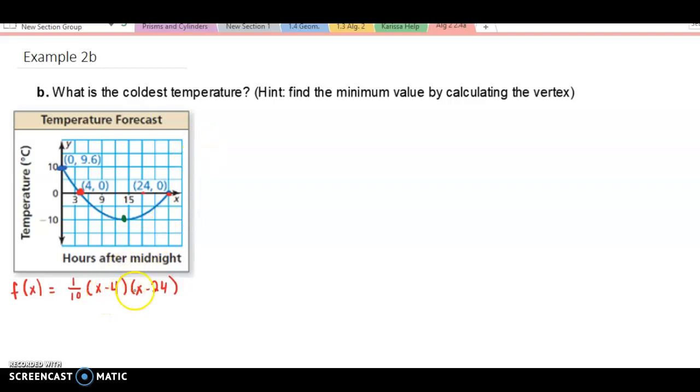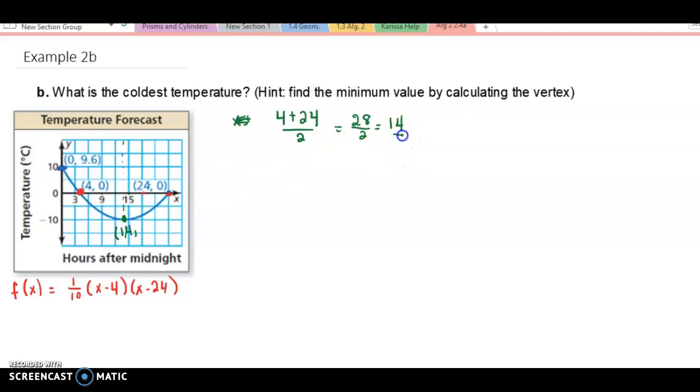Remember, in intercept form, to find the vertex, you know the axis of symmetry is right in the middle of the two intercepts because of its symmetry. To find the midpoint, you just find the average. So (4 plus 24) over 2 gives you 28 over 2, which gives you 14. Now the x value of the vertex is 14, but that doesn't tell you how low it goes. We need to find the y value at this point.